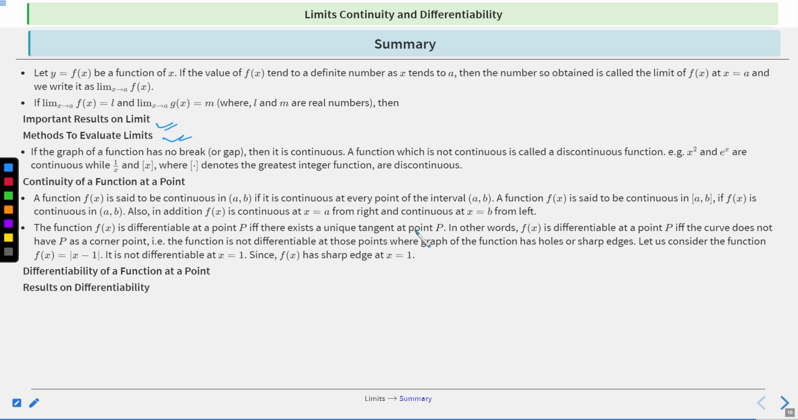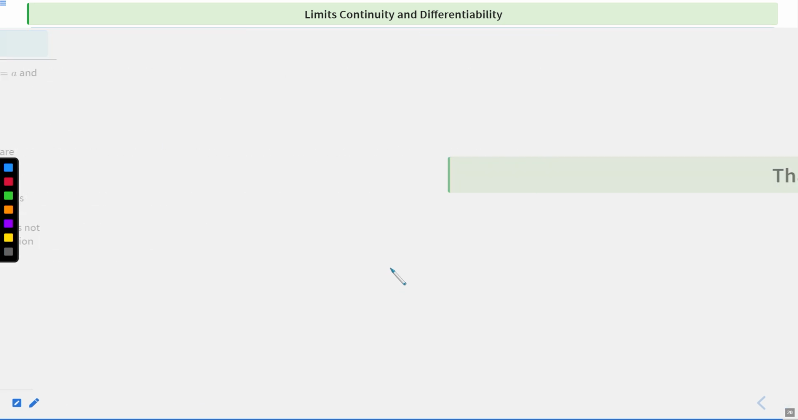That is, the function is not differentiable at those points where the graph of the function has holes or sharp edges. Let us consider the function f(x) equal to mod of x minus 1. It is not differentiable at x equal to 1 since f(x) has a sharp edge at x equal to 1. Next, we have studied the differentiability of a function at a point, and in the last, we have discussed results on differentiability, right? Okay, thank you.